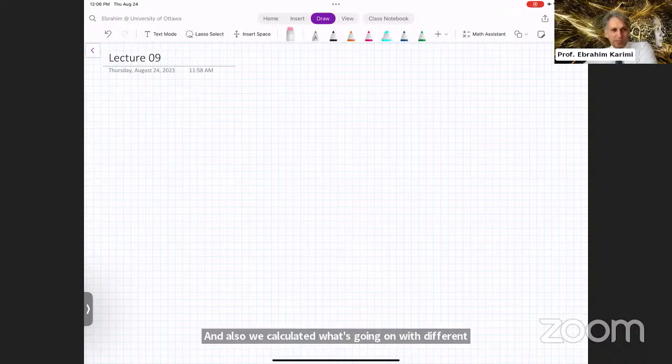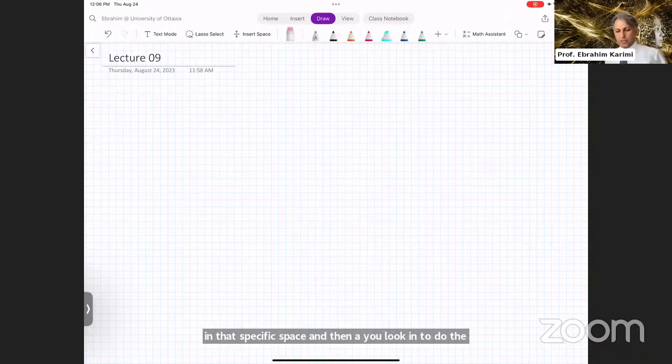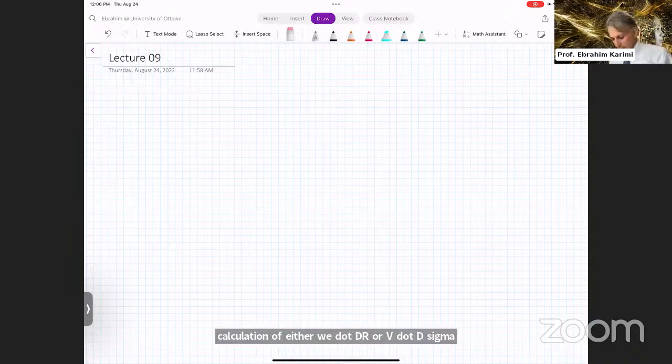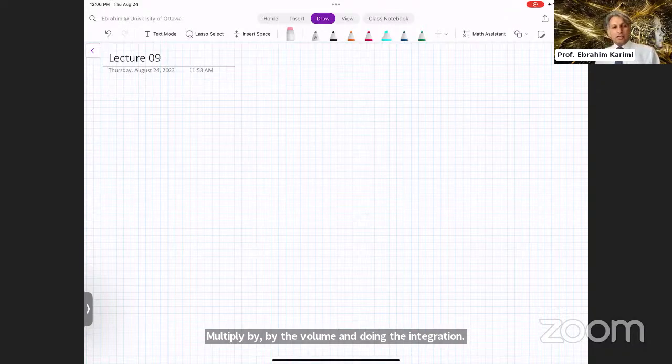If you take a vector, which is a dr in that specific space, and then you do the calculation of either v dot dr or v dot d sigma, or the vector multiplied by the volume and doing the integration. And then in one specific case, we proved that the divergence will be given by the parameters of the space, which were h1, h2, h3, and they were linked to the diagonal terms of the metric in that space. And then I said that in a similar fashion, you can prove what's going on with the divergence and what is going on with the curl.